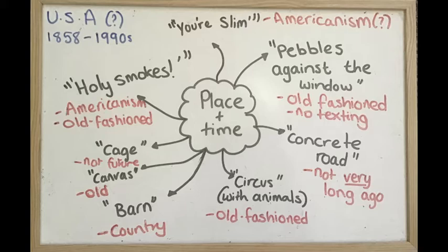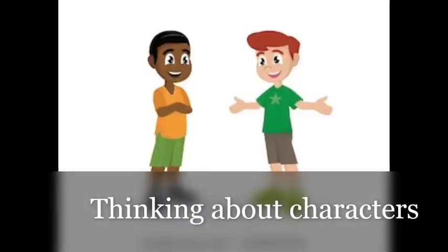I want us to think about characters now. So thinking about Red and Slim, because those are the characters that we've been introduced to so far. What inferences can we make about Red and Slim? So I've pulled out some quotations here from Red that I think are really helpful in getting to know some little things about his character.